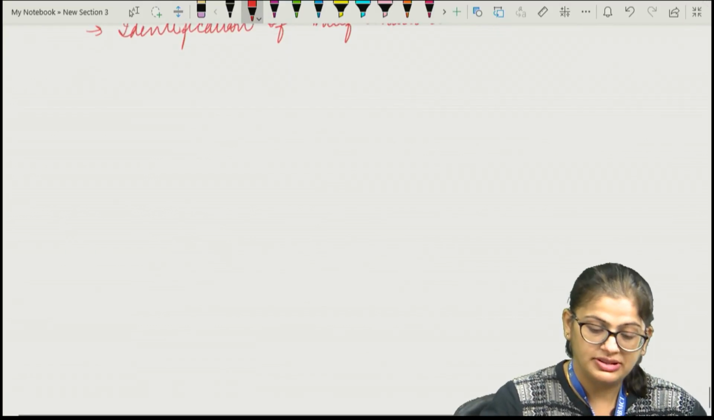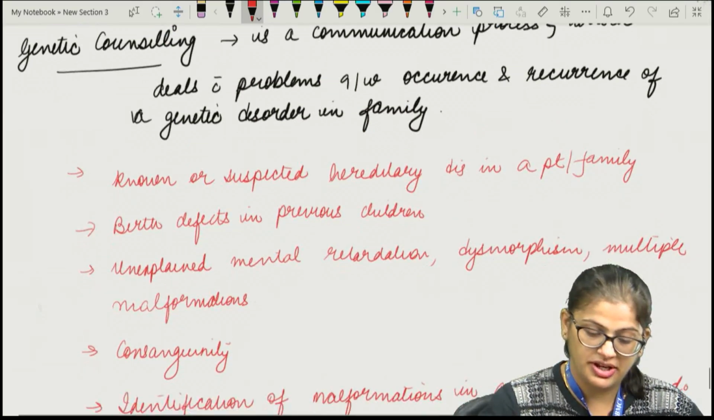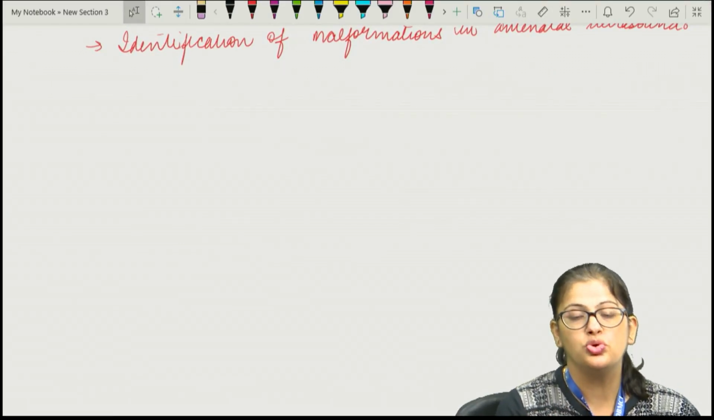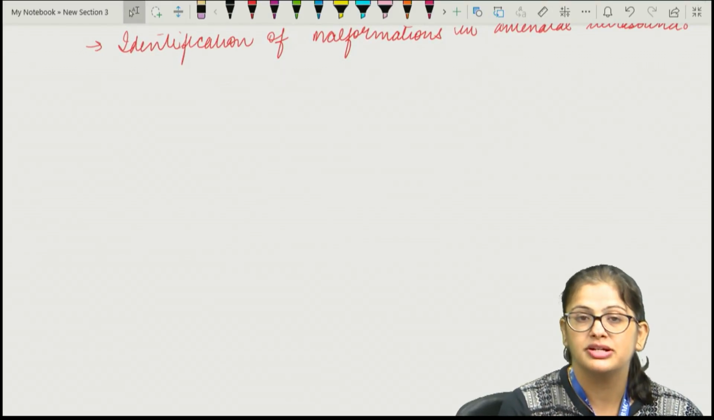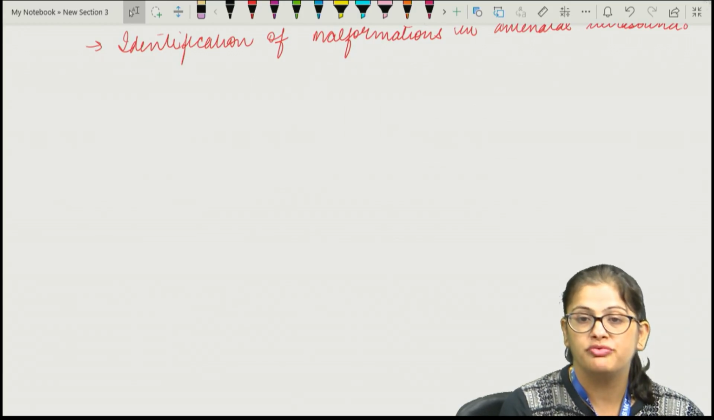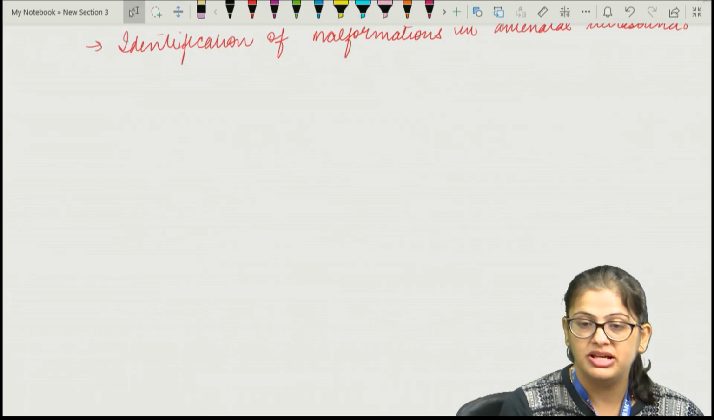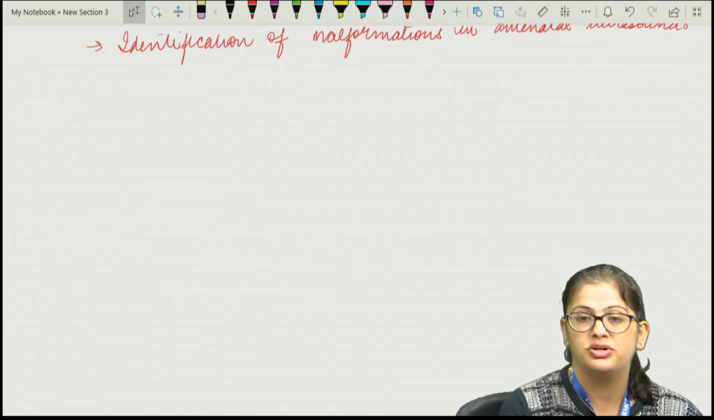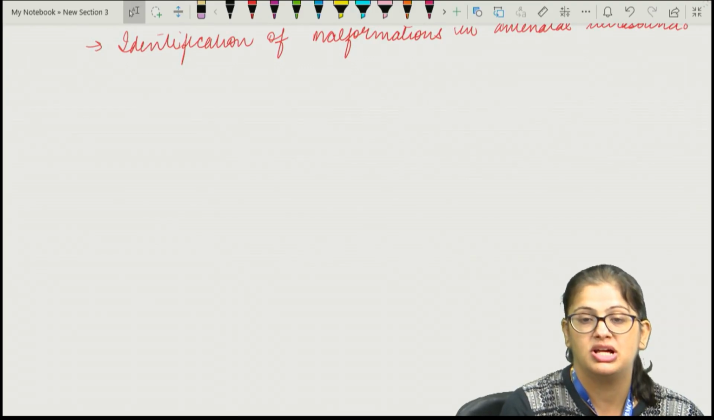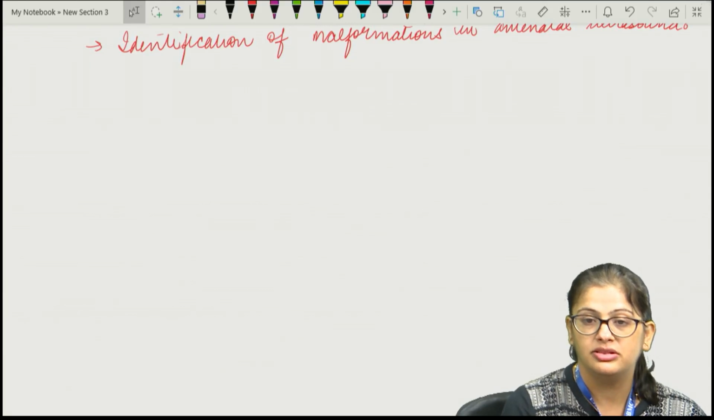So these are the indications of genetic counseling, and once this has been done, it is important to note down the prenatal history and the natal notes. At the same time, it is important to inform the parents and the family about the prognosis of the child, what treatment is available, and what research is going on, so that they can be apprised of any new treatment modalities that may be available in the coming future.